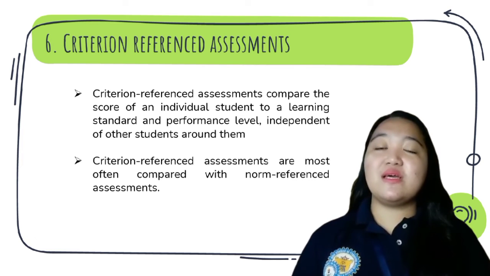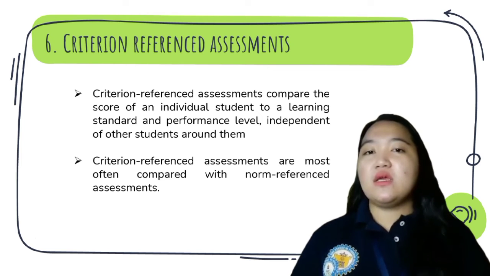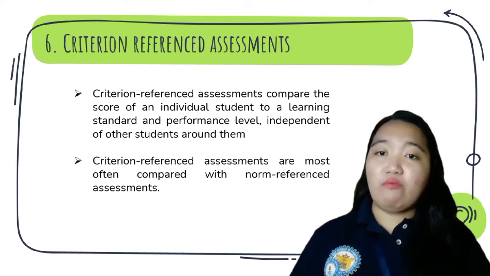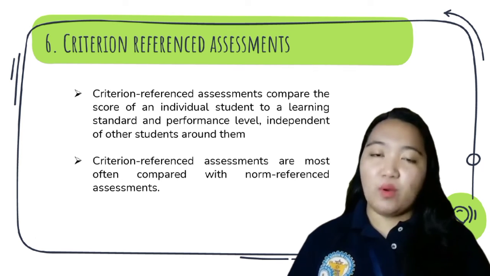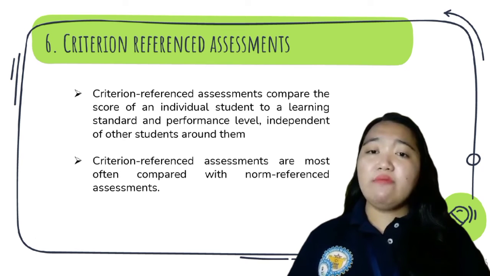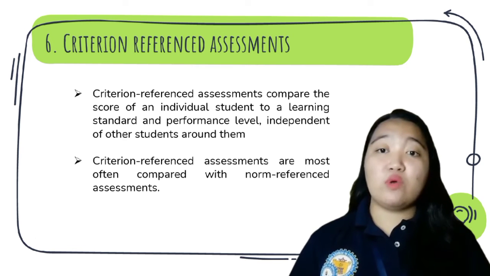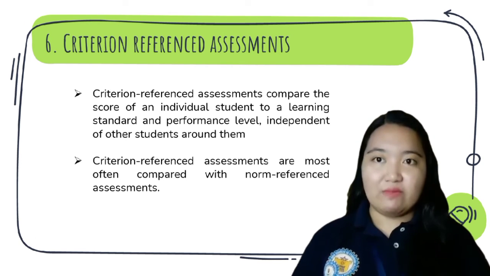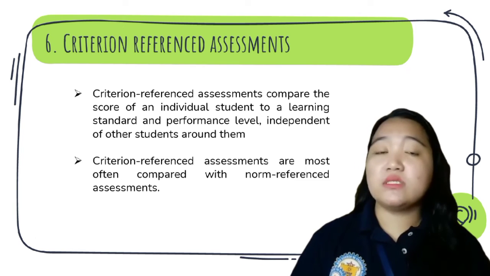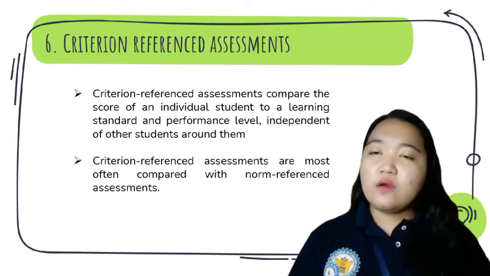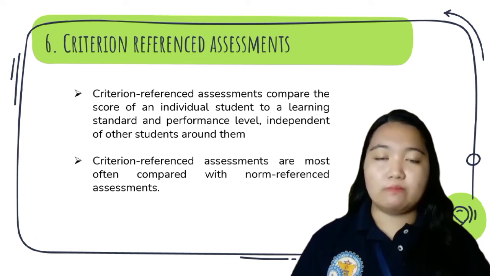Now let's proceed to number 6. Criterion reference assessment. Criterion reference assessments compare the score of an individual student to a learning standard and performance level, independent of other students around them. Criterion reference assessments are most often compared with norm reference assessments. Criterion reference tests measure the number of correct responses based on a specific, often minimum, criterion of what is expected to pass the exam.